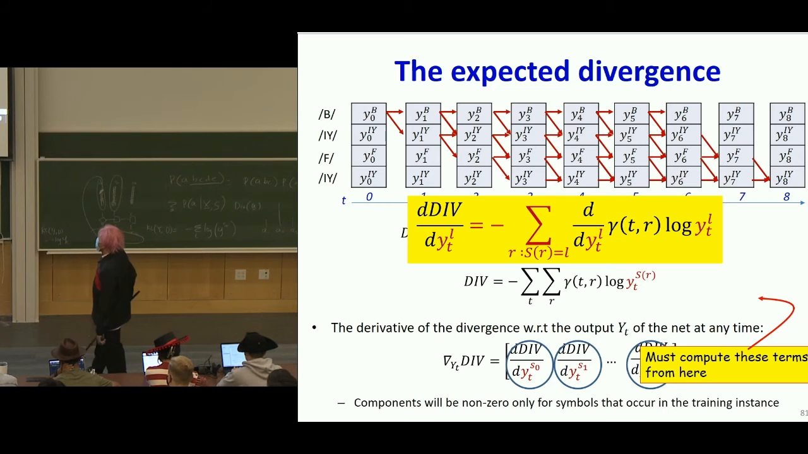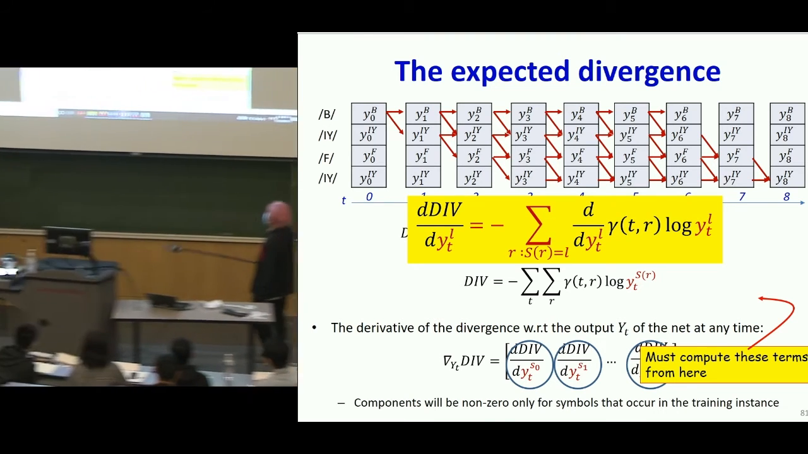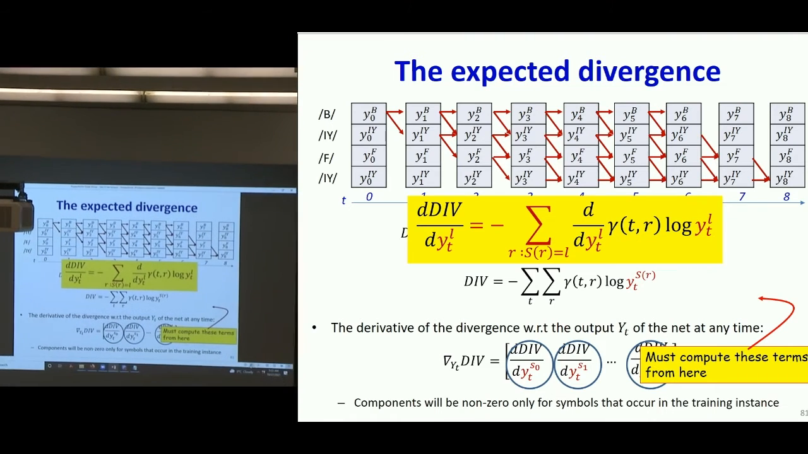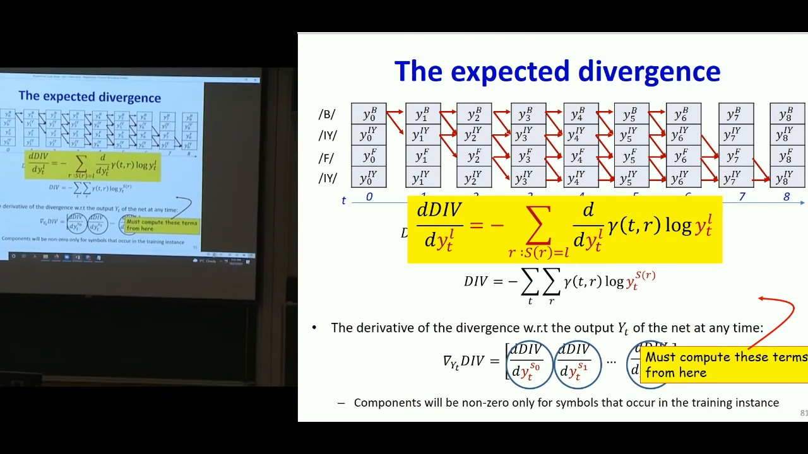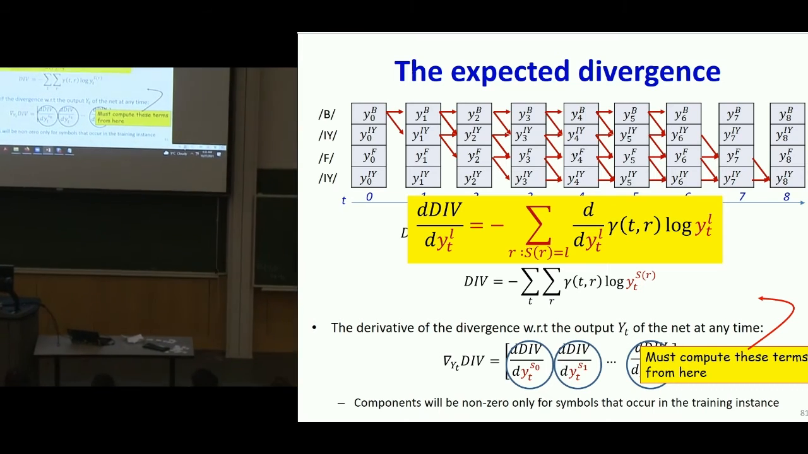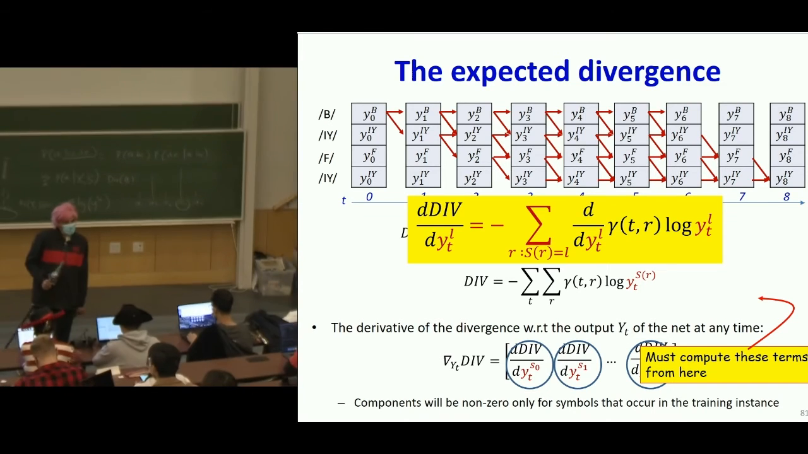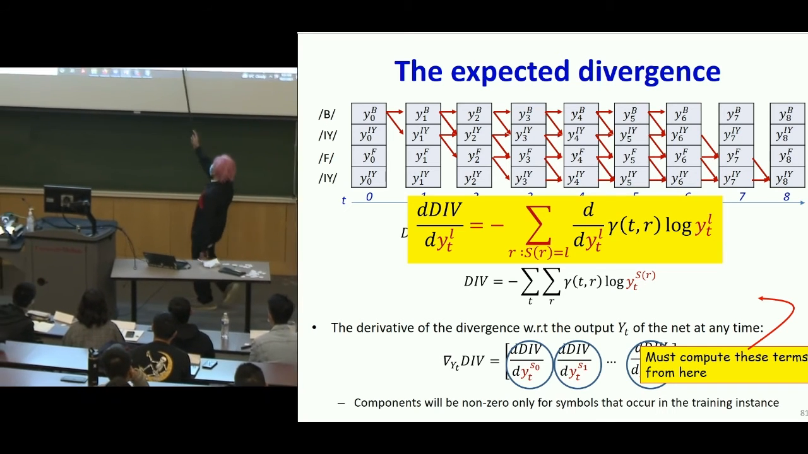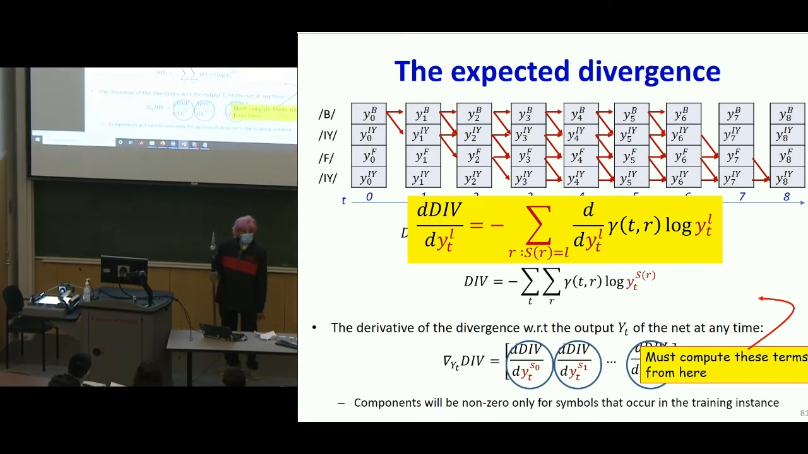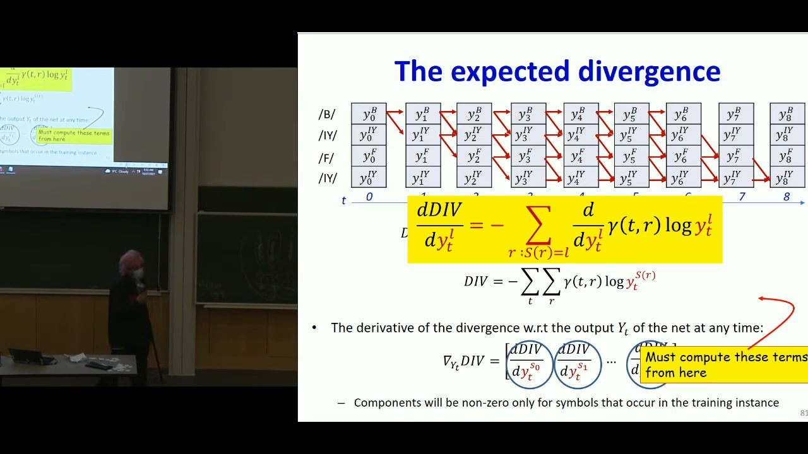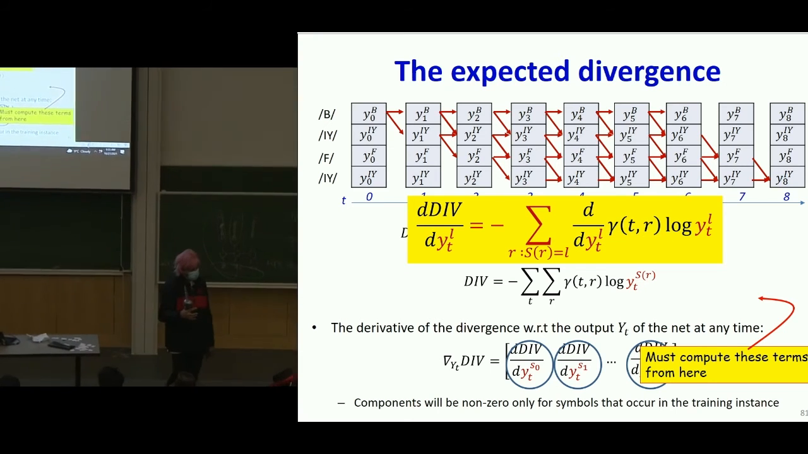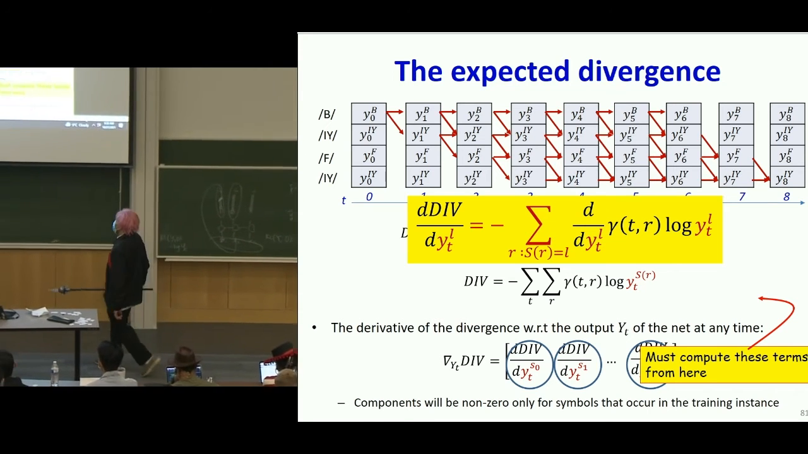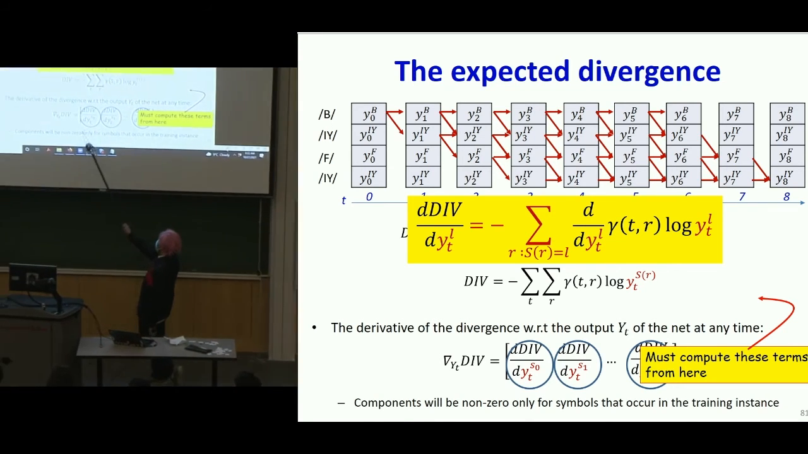Observe that if I want to compute the derivative with respect to the probability assigned to the symbol E at, say, time 2, then the symbol E has occurred in 2 rows of my table. So I would be summing this term here across both rows to get the contribution of the symbol E to the total divergence.